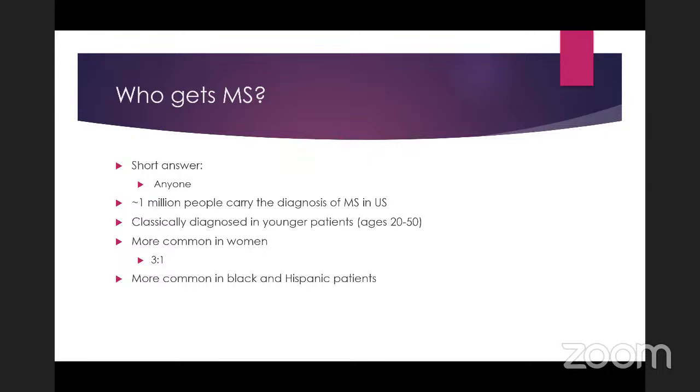So classically, this is a disease in the younger age patient, so 20 to 50 is when they typically get diagnosed. Not uncommon to see someone a little older get this disease, and there are pediatric cases as well. It is more common in women, much like autoimmune diseases, which has to do with hormonal things and just us having the ability to get pregnant.